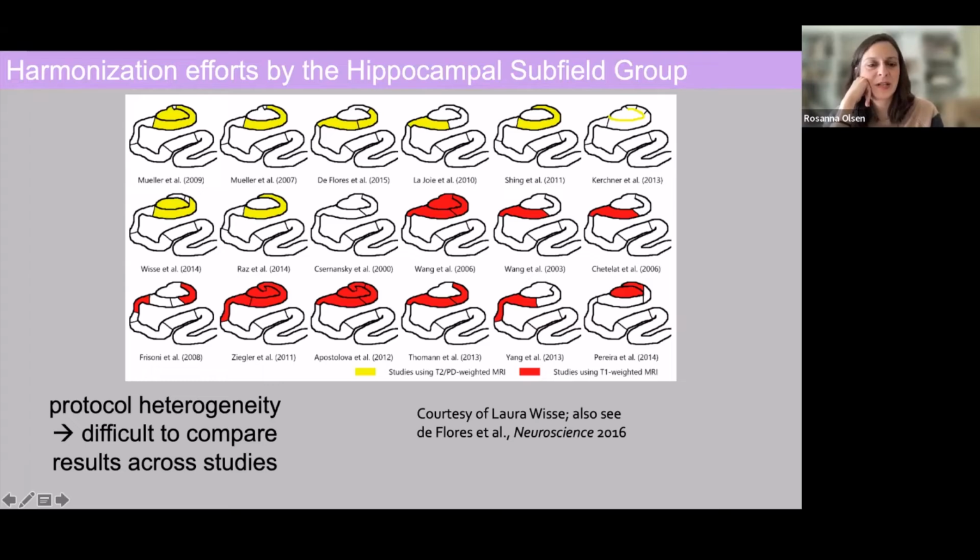One potential explanation for this is, of course, the protocol heterogeneity, but it could also include the samples that are chosen for the study. So that's, of course, important to keep in mind, but we don't really know if that's the case because we can't really compare. It's like comparing apples and oranges if you have different protocols.